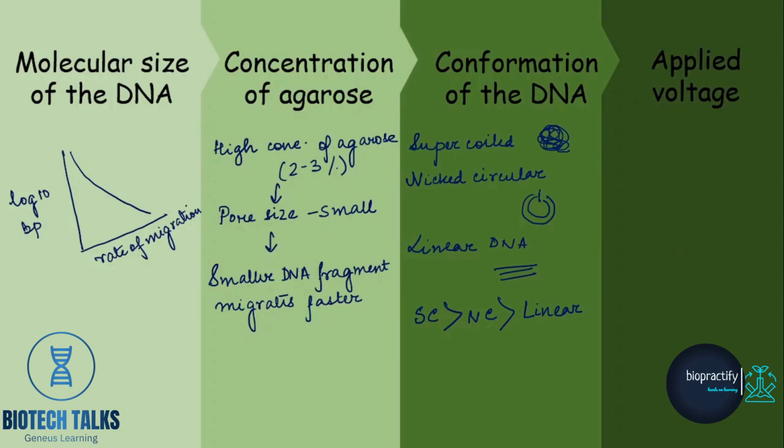And finally, the applied voltage. It has been seen that at lower voltages, the rate of migration is directly proportional to the voltage applied. So if you increase the voltage, the rate of migration of the DNA increases, whereas if you lower the voltage, the speed reduces. So these four are the main factors which govern the migration of double-stranded DNA through an agarose gel matrix.